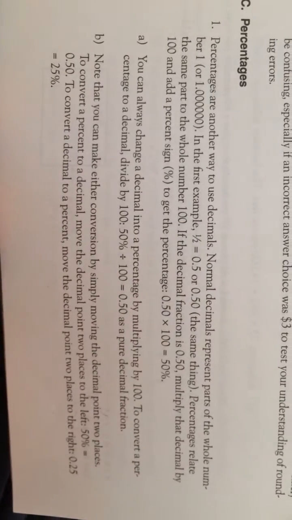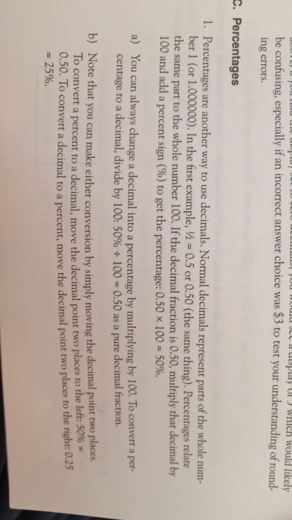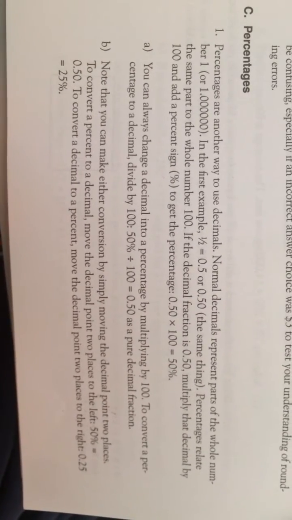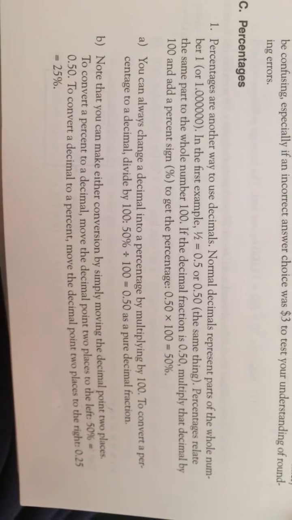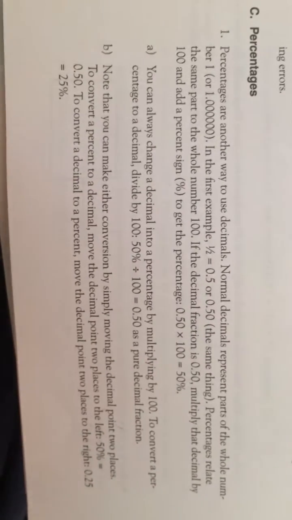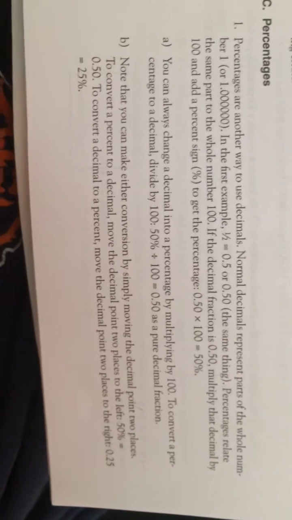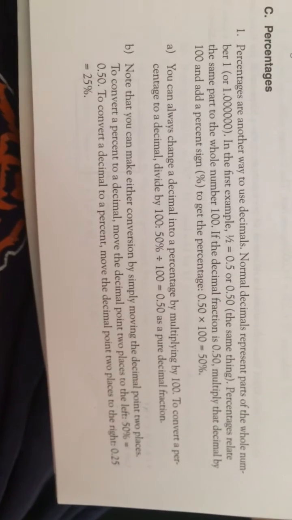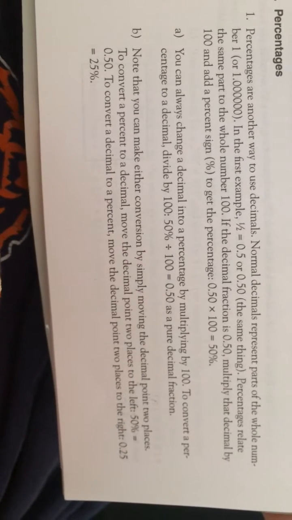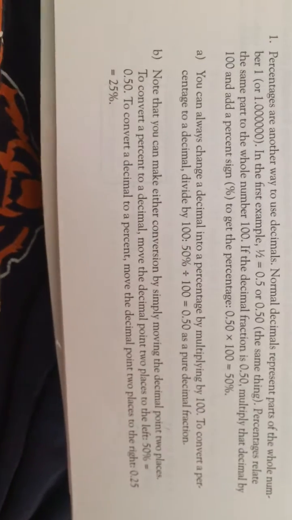Percentages relate the same part to the whole number 100. If the decimal fraction is 0.50, multiply that decimal by 100 and add a percent sign to get the percentage. 0.50 multiplied by 100 equals 50%. You can also change a decimal into a percentage by multiplying by 100. To convert a percentage to a decimal, divide by 100. 50% divided by 100 equals 0.50 as a pure decimal fraction.